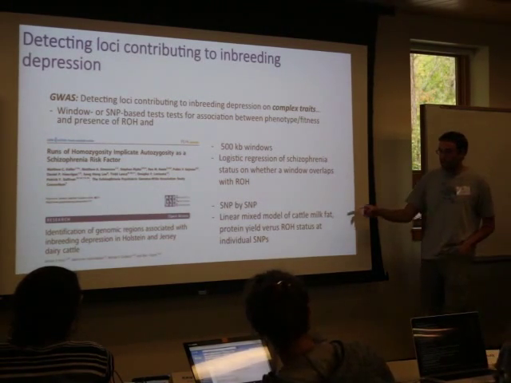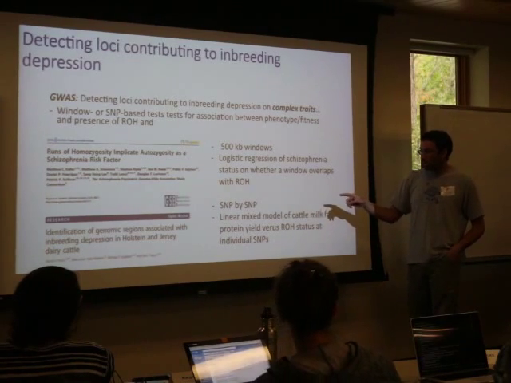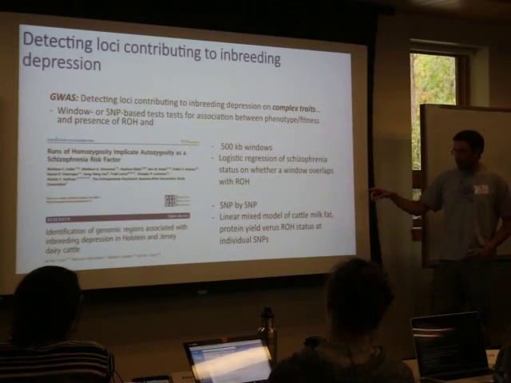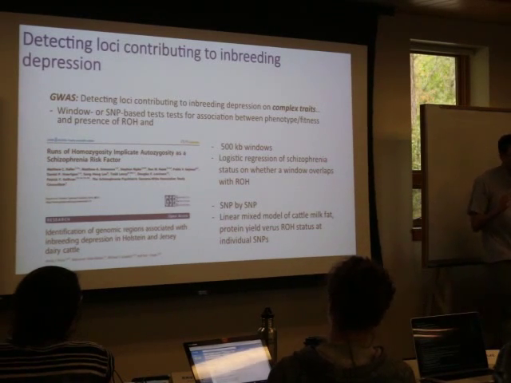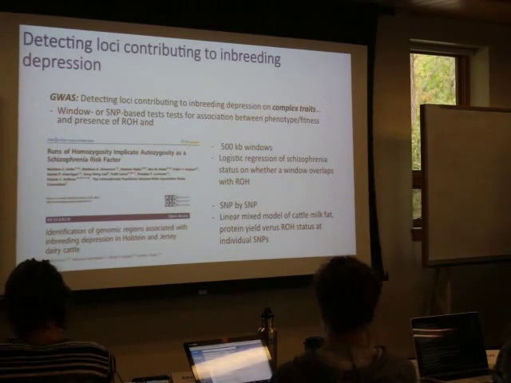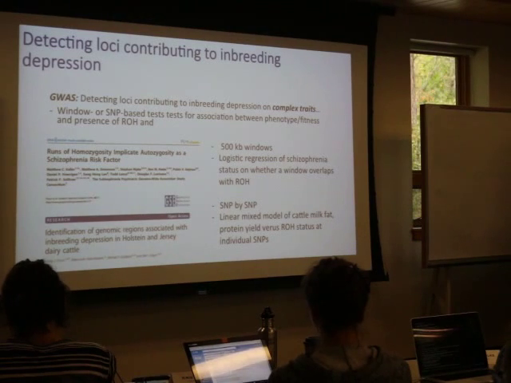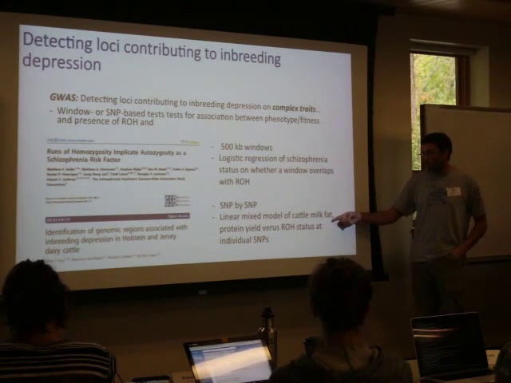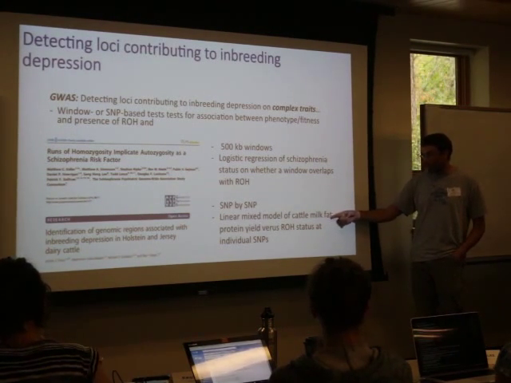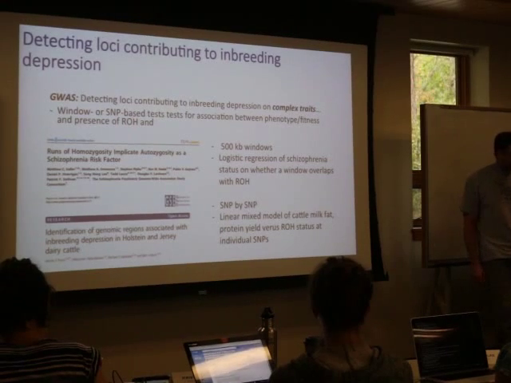And then this study, Price et al., used in cattle a SNP by SNP test. They basically scanned the genome for each SNP, scored whether that SNP overlapped with a run of homozygosity, and used that as a predictor variable in a linear mixed effect model, looking for loci contributing to inbreeding depression on milk fat and protein yield.